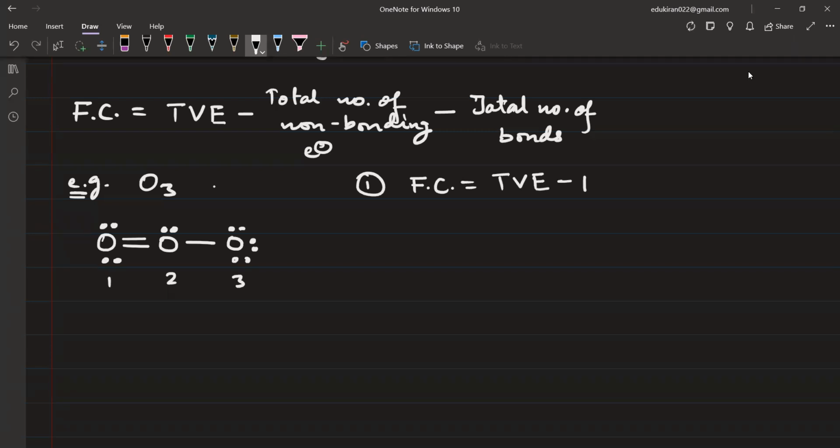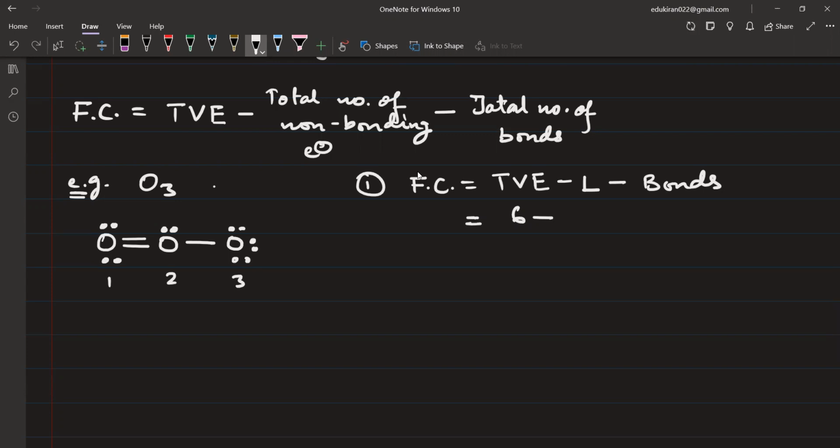Electrons minus lone pairs minus bonds. Total valence electrons on oxygen is equal to how much? Please tell me, guys. Not here, in general, how many electrons are there in oxygen? Valence electrons? 6. Okay, very good.